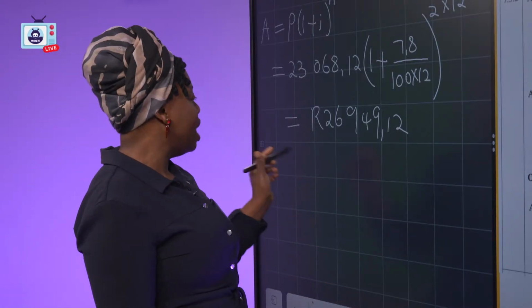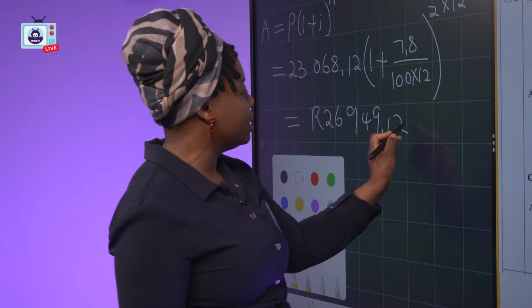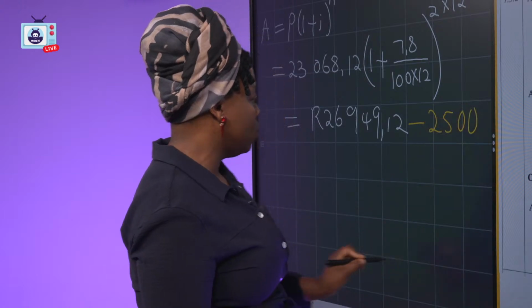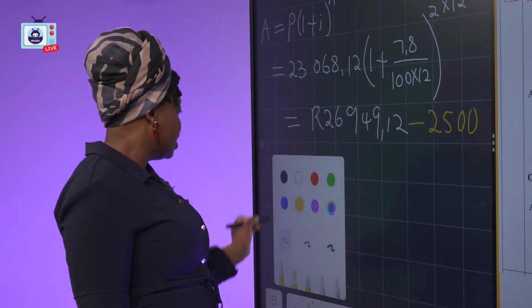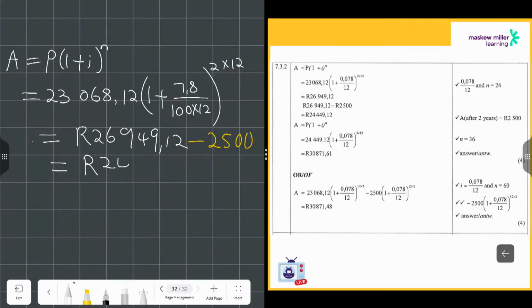2,500. So Namhla withdrew 2,500 there. So what we're going to do is subtract that 2,500 as it was withdrawn. And then that will give us the answer to be 24,449.12. Right. So that is after 2 years. If you follow the steps properly, this is what is happening.